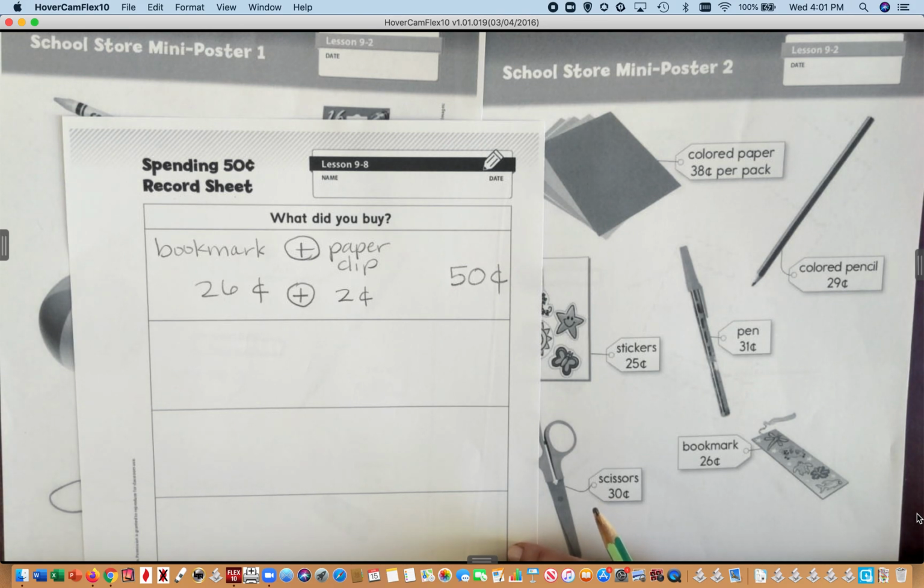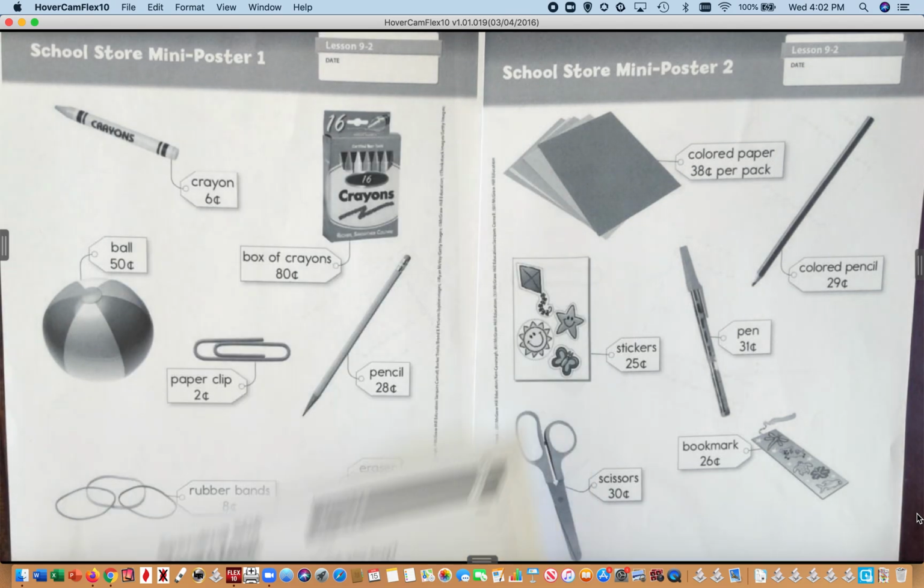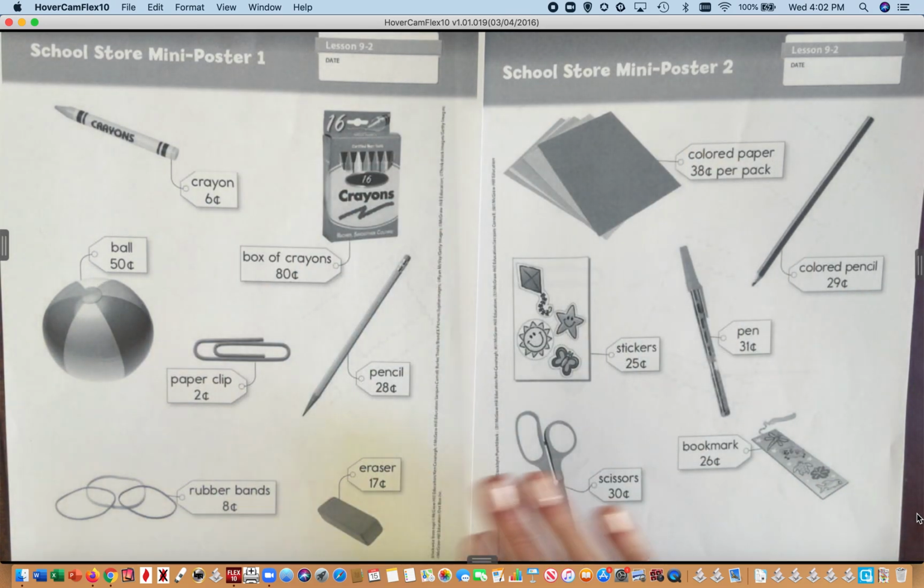So don't forget that there's lots of strategies that we learned in our lesson yesterday for how to add together the prices of the things at the school store. If you need to go back and watch that video again, you can. You could draw tens and ones, you can count on, you can use a diagram, you can use coins. There's lots of ways to find the total.